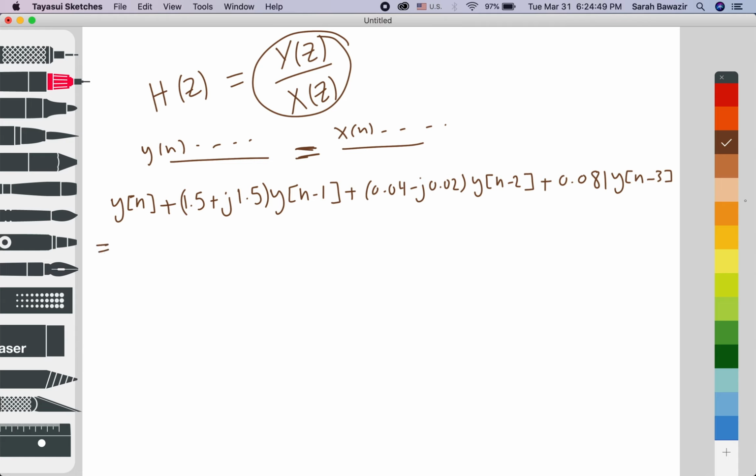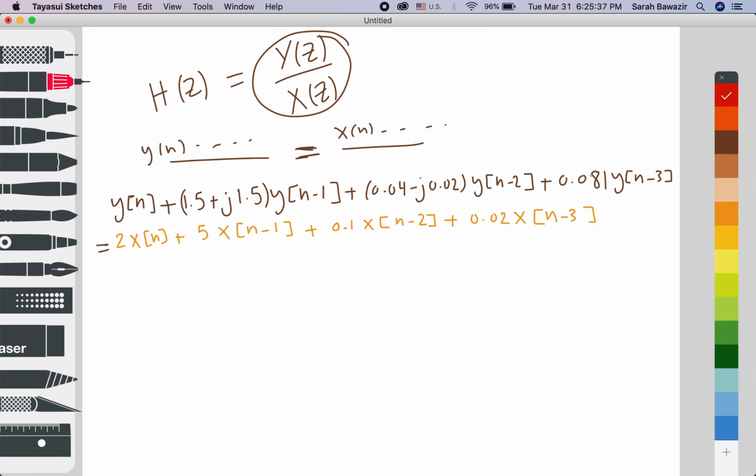equals, I'm just writing out the difference equation again, 2x of n plus 5x of n minus 1 plus 0.1 x of n minus 2 plus 0.02 x of n minus 3.